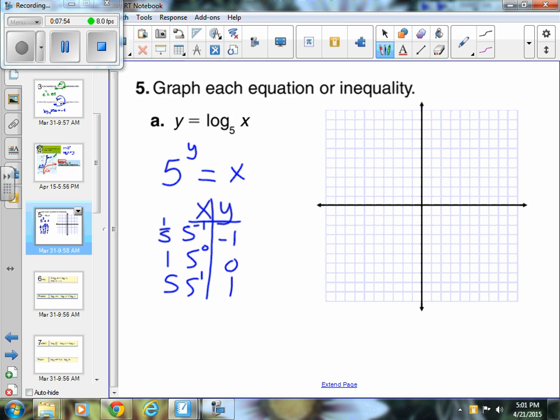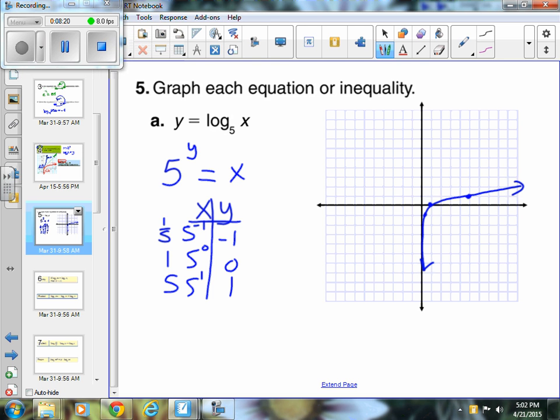So if y is negative 1, we've got 1/5. If y is 0, we have 1. I know it's kind of backwards. And if y is 1, we have 5. So your asymptote, remember, is the negative y-axis, and you're going to get a graph that looks something like, gotta get closer and closer there, something like that. So it's pretty steep because the base is 5.